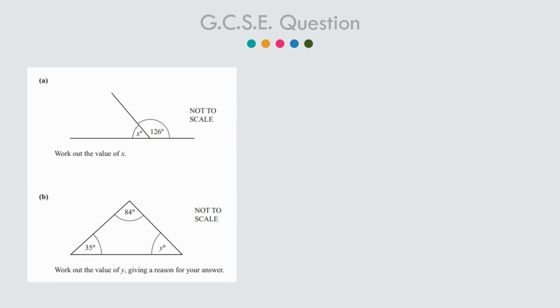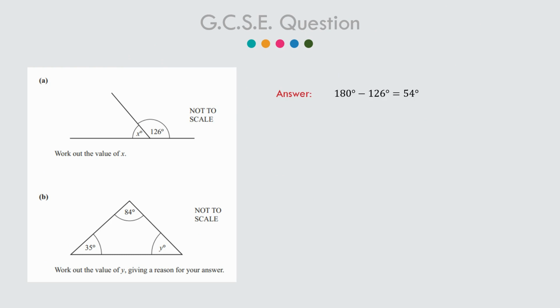In this GCSE question, Part A asks us, work out the value of x. This angle lies on a straight line, so we know that the total must be 180 degrees. Simply subtracting 126 degrees from 180 degrees will give us the answer. Here, our answer is 54 degrees.